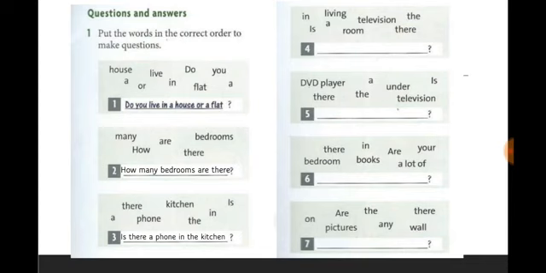Number 4. Also here we have the verb is. There. Of course, we look for the words, and here I will arrange them logically, since most of them are nouns. So, is there a television in the living room? Is there a television in the living room?